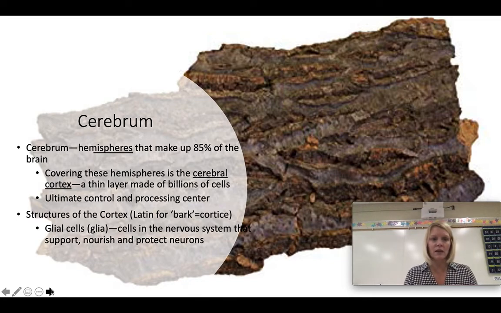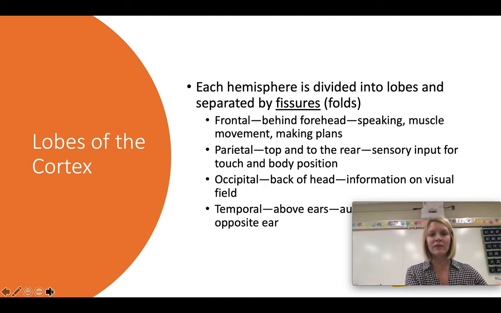And so the cortex, this covering, is extremely important because it is like the control and processing center for our brain. But remember, it's paper thin. It's very, very thin, this thin bark covering the brain. So if you can imagine on my little brain here, it's just this very thin covering of the brain, but it's incredibly important.